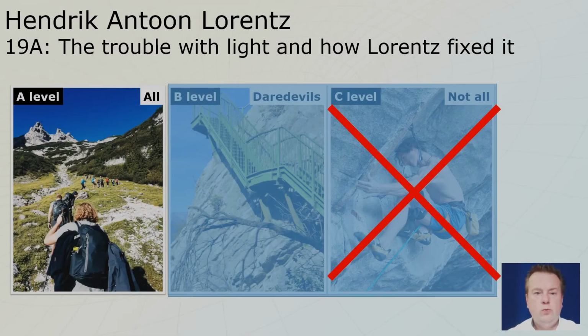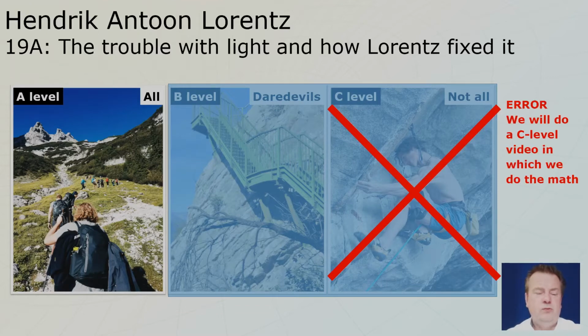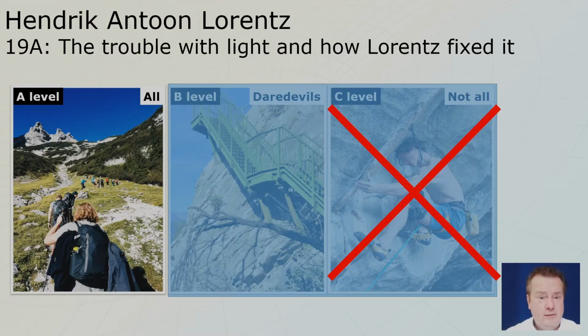Hendrik Antoon Lorentz. He's Dutch, that's why I'm pronouncing his name in Dutch. Hendrik Antoon Lorentz. And this level is divided in two parts. Section number A, which is for all, which is this part, it's just a story, so don't be afraid, there will be no formulas, no math involved, and in a separate video we will do a little bit more deep dive for the daredevils.